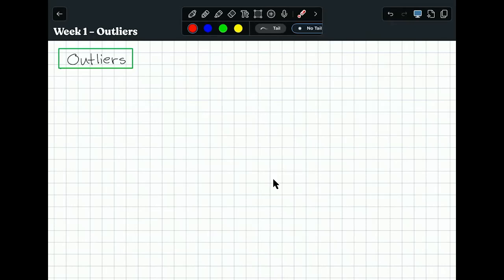All right, it's time to talk about the last piece of information we need to really describe a set of data, and that is outliers. Outliers are typically extreme values in our data set when compared to the rest of the data set.